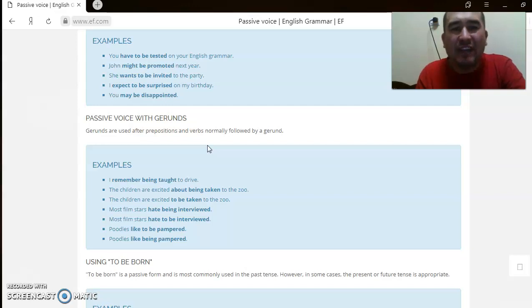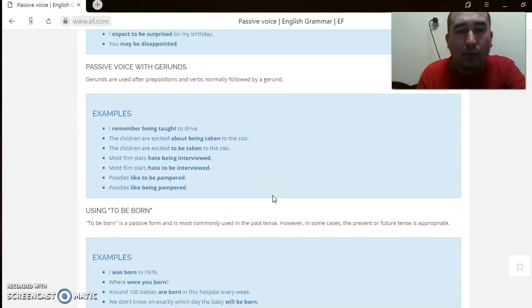Passive voice with gerunds. Gerunds are used after verbs normally followed by a gerund. So the passive gerund form is being done. For example, I remember being taught to drive. Men mashina haydashni o'rgatganlarni eslayman. The children are excited about being taken to the zoo. Bolalar zooparkka olib borilganligidan hayajonda.